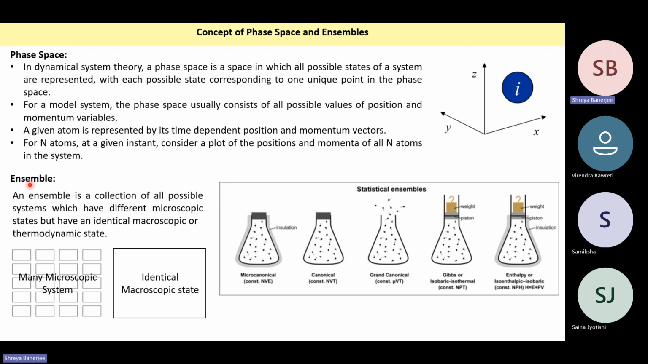And ensemble, again, this is more related to statistical mechanics. An ensemble is basically a collection of states which have different microstates but the same macrostate. So this is related to statistical mechanics, and there are different kinds of ensembles. Like the microcanonical ensemble is when you have constant number of particles, volume, and energy.